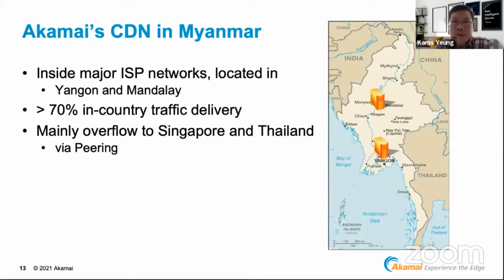And if we are not able to deliver within Myanmar, then most of the traffic will actually overflow to Singapore and Thailand, because the international capacity of Myanmar usually goes to Thailand and Singapore. And then from there, it's either through the ISP upstream or through the peering, then we deliver the traffic back to Myanmar users. And the latency is not that bad because Thailand is an adjacent country to Myanmar.